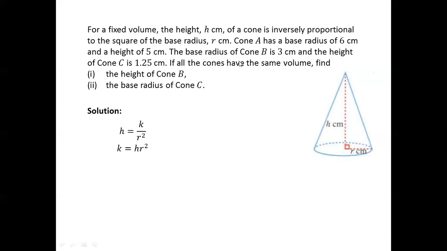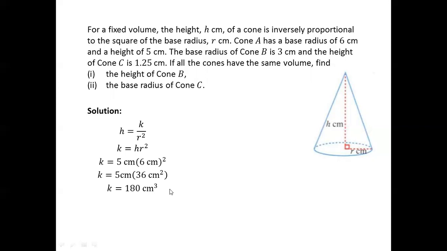Now, our initial condition for cone A will be a radius of 6 centimeters and a height of 5 centimeters. So let's substitute those values here. A height of 5 centimeters and a radius of 6 centimeters. Squaring 6 centimeters, we have 36 square centimeters, and multiplying that to 5 centimeters, we have a total k value of 180 cubic centimeters. Now, notice that in the calculation of k for this problem, I included the units.